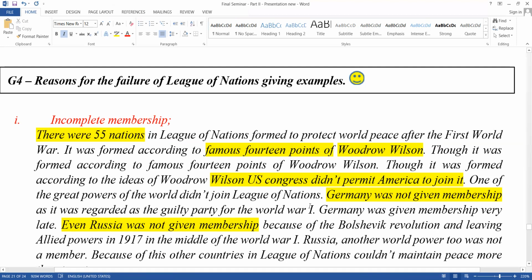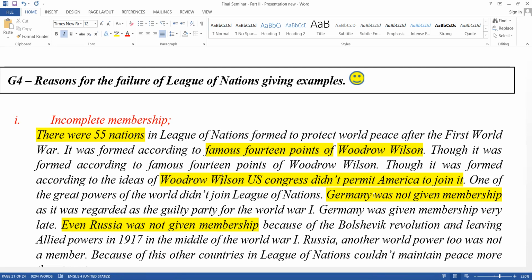The US Congress said that even though the League was formed by our President Woodrow Wilson, they didn't like America becoming a member. So the most powerful country in the world did not join. Germany was regarded as the only guilty party for the First World War through the Versailles Treaty. Germany was punished, so they were not given membership. One of the troublesome countries in the world was not given membership.